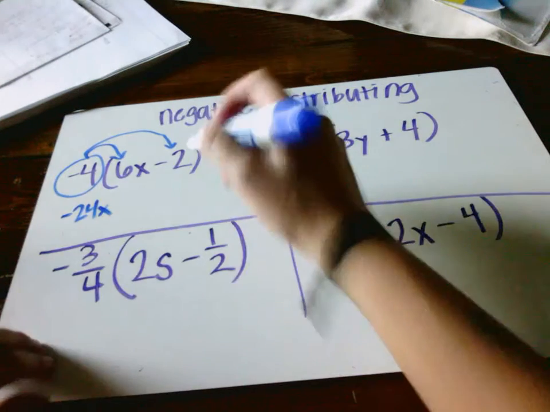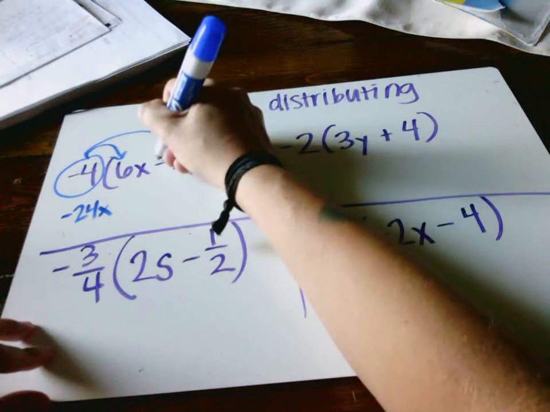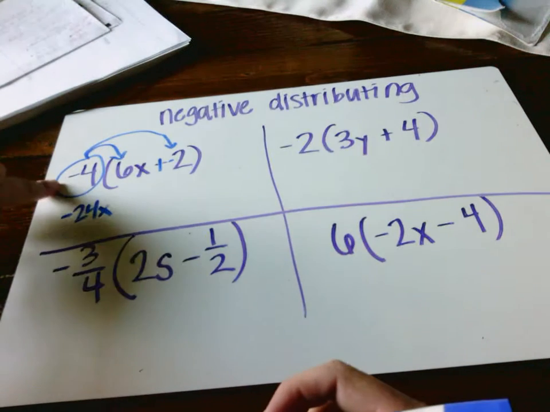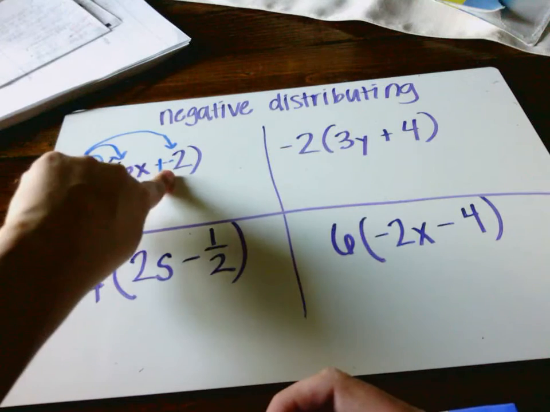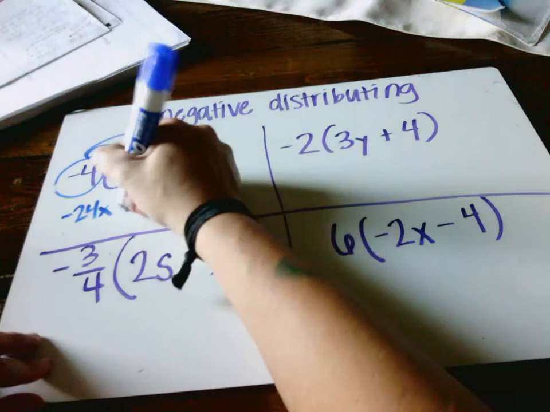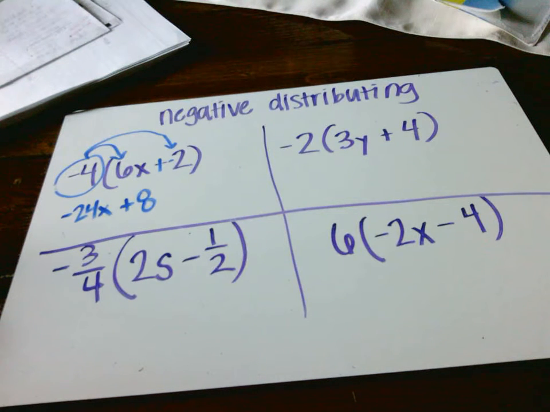Now if I look at this, you should know by now that when you see a subtraction sign, that's the same thing as adding a negative. So now I've got a negative 4 multiplied times a negative 2. Well, a negative times a negative is a positive 8. And that's the answer for that one.